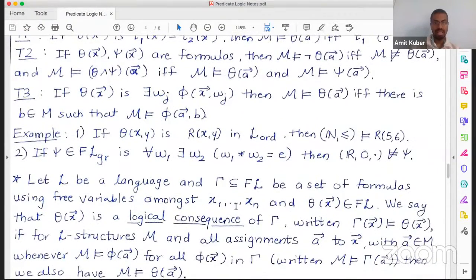Let's suppose this gamma that is on the screen is a set of formulas of L. It contains free variables amongst x1, x2, ..., xn, and each formula there maybe contains exactly one of them, whereas this theta doesn't contain any variable. But still you need to show that it is a logical consequence of gamma. Then you can't really throw out the entirety of gamma.